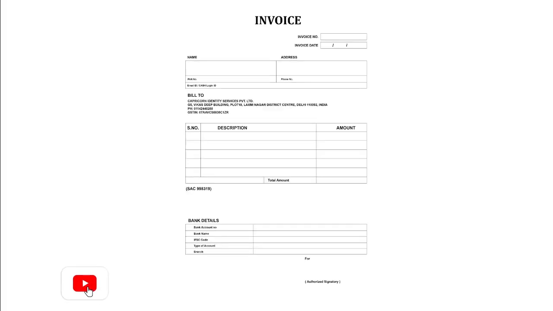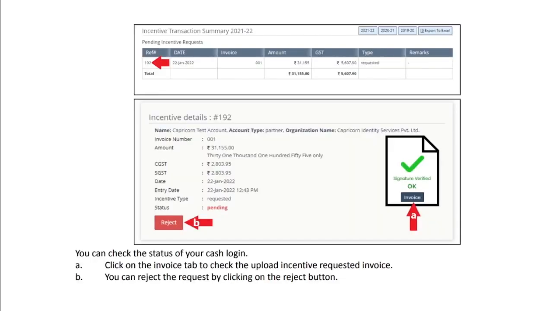Please fill in all the required details in the incentive application form, such as PAN number, name, address, phone number, GSTN, and description of incentives, etc. Important note, please upload a digitally signed bill or a manually sealed and signed bill to process the bill request further.